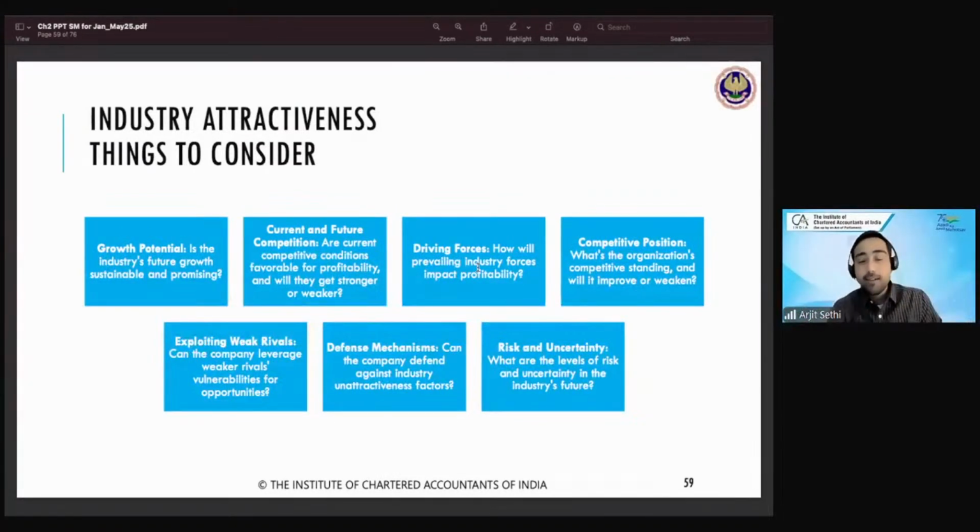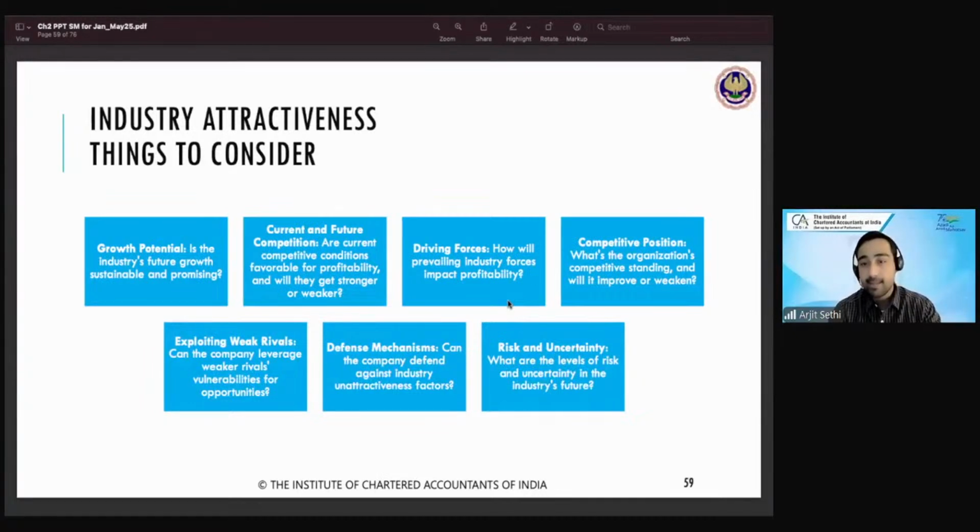Okay. Defense mechanism. Can the company defend against industry and attractive factors? How easy is it to manipulate the market? That defines your attractiveness. Can you change the perspective of the consumer? Can you manipulate the competition? Can you play around the legal areas of the business? How's the defense mechanism of the industry? That really defines how attractive the business is.